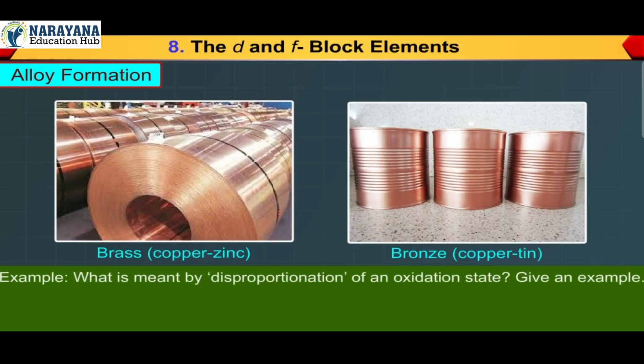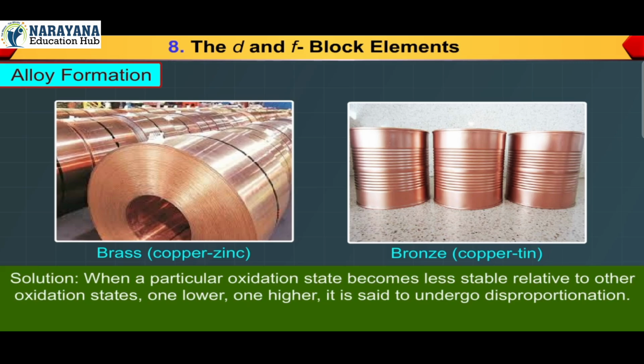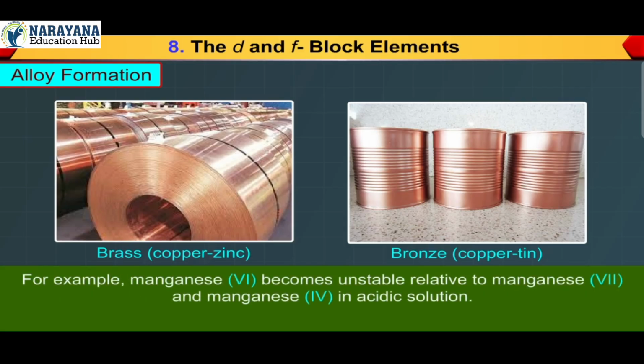Example: what is meant by disproportionation of an oxidation state? Give an example. Solution: when a particular oxidation state becomes less stable relative to other oxidation states, one lower, one higher, it is said to undergo disproportionation. For example, manganese(VI) becomes unstable relative to manganese(VII) and manganese(IV) in acidic solution.